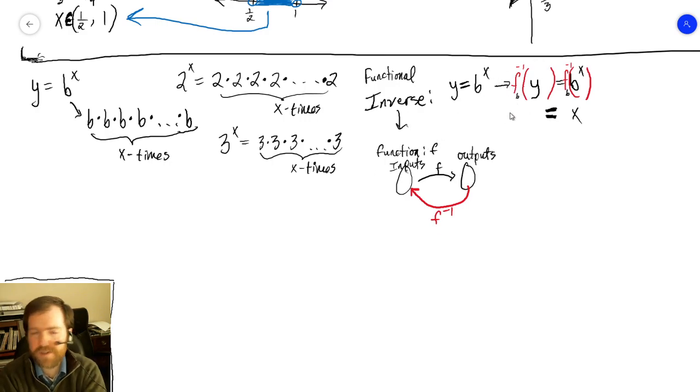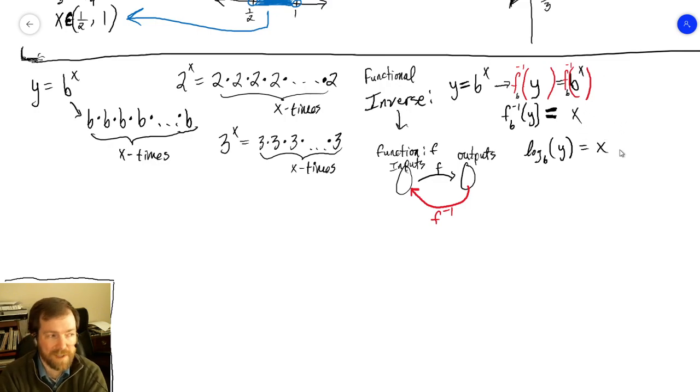Then over on this side, this is the interesting part. You have the functional inverse with base b of y now. We've already solved for x, so this is our inverse function, which we haven't technically named. But we know what it's called, right? That's the reason we got here. So this is a logarithm with base b of y equals x.